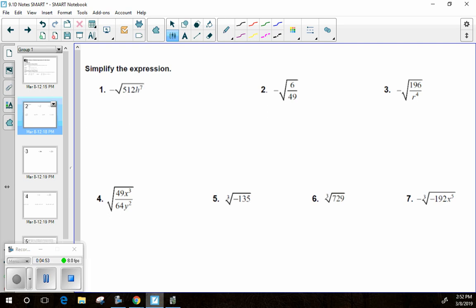First of all, the negative on the outside is like having a coefficient of -1. It's just kind of hanging out in the front. Okay, so we just have that negative outside. And really the question is, is 512 a perfect square? And if not, then is there a perfect square factor that goes into 512, right?